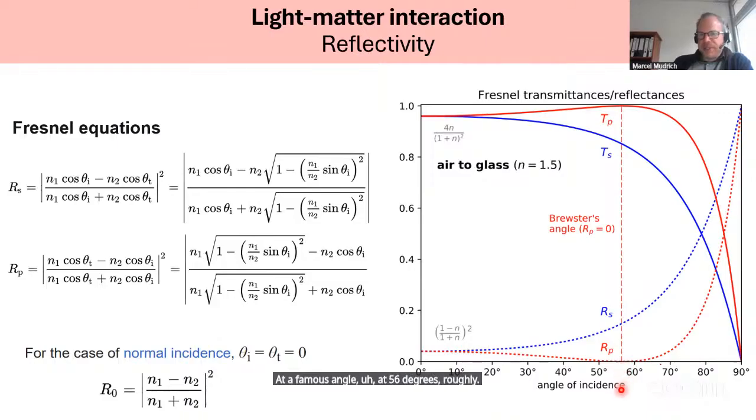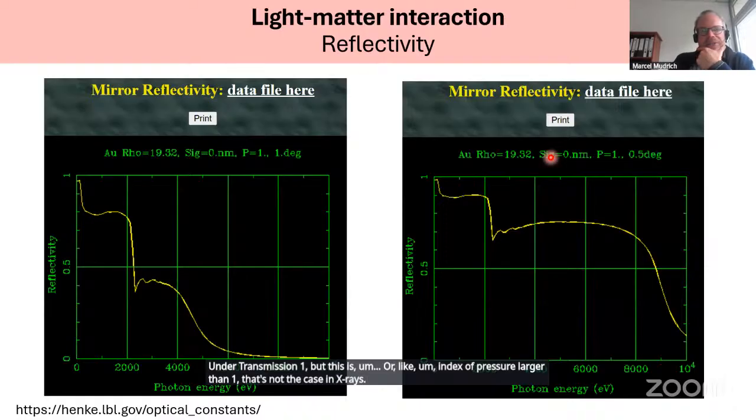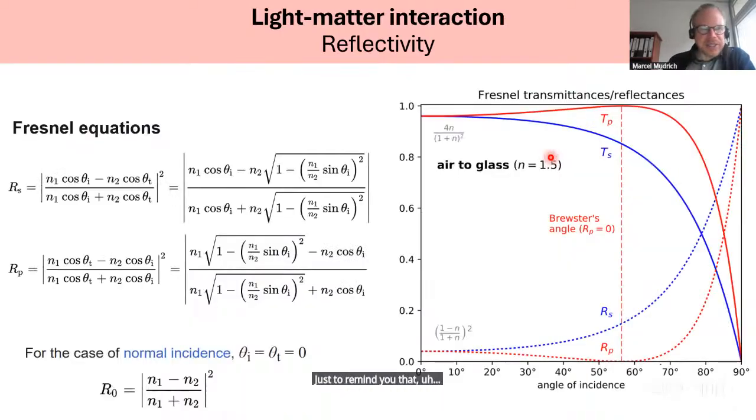Does anybody, oh, okay, it's written here. This is Brewster's angle, right? At Brewster's angle, the reflectivity can actually become 0 and the transmission 1, but this is for an index of refraction larger than 1. That's not the case in X-rays. Just to remind you how to calculate the reflectivity coefficients based on the index of refraction. Of course, this also holds in the X-ray.